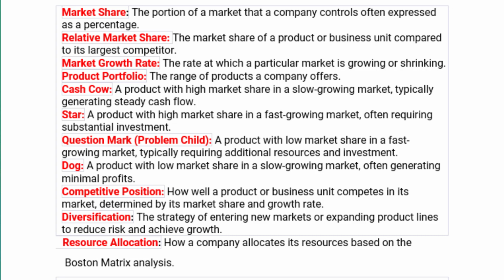Diversification is the strategy of entering new markets, or as we saw with TIS, with the home appliances, expanding product lines to reduce risk and to get growth. And resource allocation is when you've assessed where your products are, where do you put your resources? So these are financial resources. Where do I put my marketing expenditure, for example? It could be staff, it could be my human resources, or it could be research and technology.